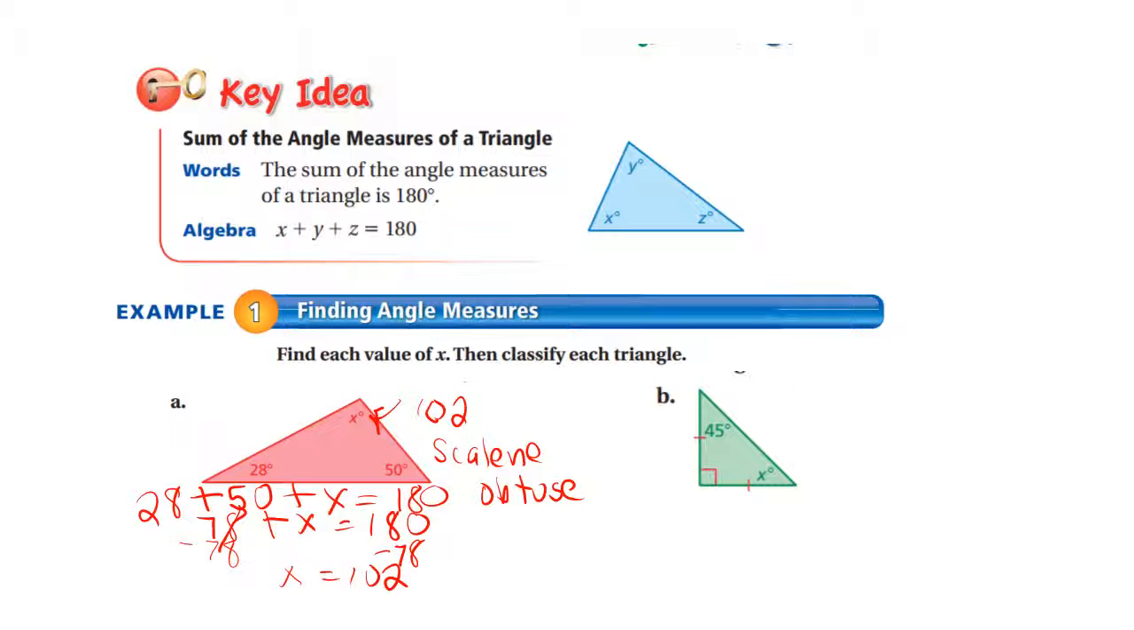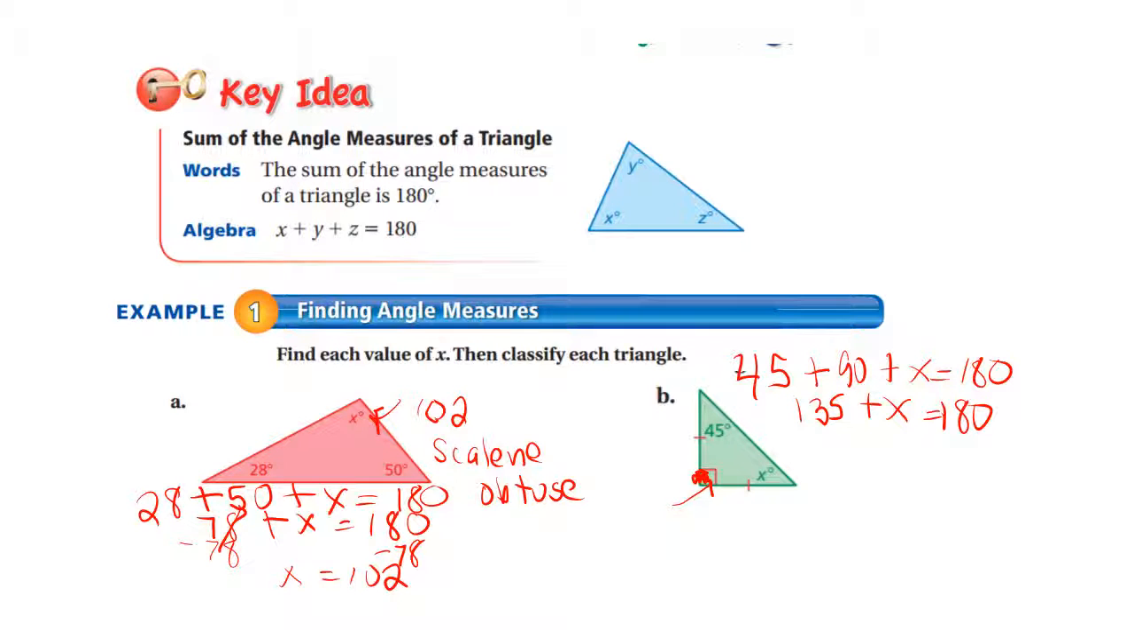Let's look at letter B. This looks like we have a 45. That's given. And then we have this right here. They didn't tell us, but what that little square means right here is that this is a right triangle, which adds up to 90 degrees. Plus x equals 180. I'm going to simplify here. 45 plus 90 is 135. Plus x equals 180.